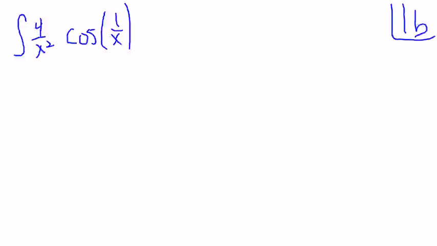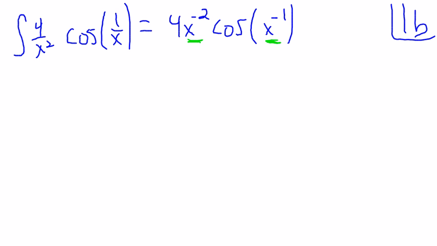So this is the same as 4 times x to the negative 2 times cosine of x to the negative 1. Now, you should see that ignoring coefficients, so ignoring the 4, we know that x to the negative 1 is power rule if we're going to derive it. So the derivative of x to the negative 1 is going to be something times x to the negative 2, because we drop it by a power.